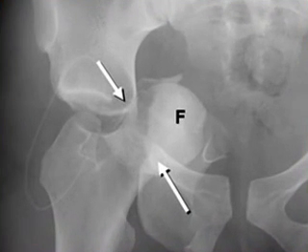This is a gross example of a central fracture dislocation of the hip. The white arrows are pointing to the complete distraction of the superior and inferior portions of the innominate bone. The F represents the femoral head, which is protruding medially through the acetabulum into the pelvis.